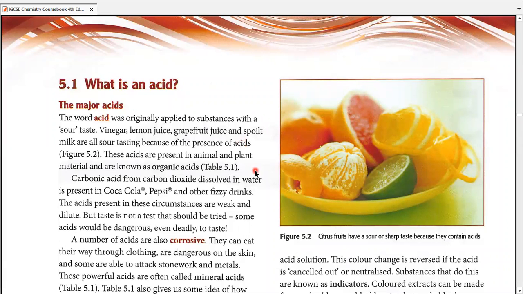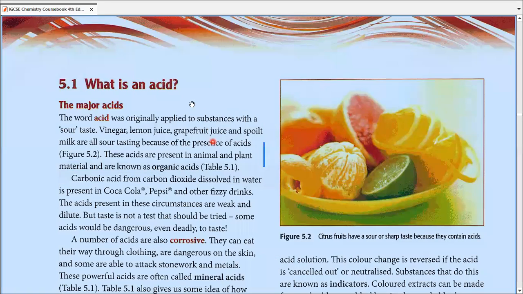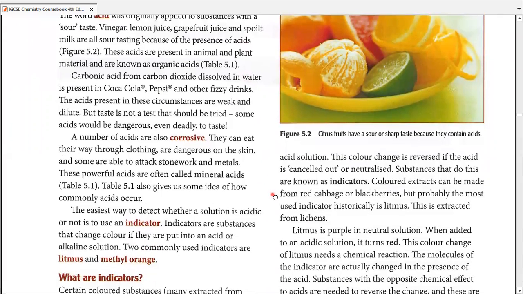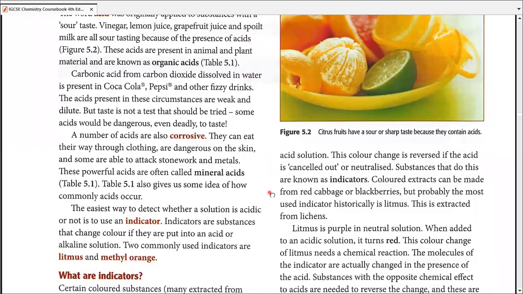Chapter number 5, acids, bases, and salts. We're starting with acids. So what's an acid? The word acid is actually applied to a substance with a sour taste. That's an old name. Well, we define acids in a much different way.